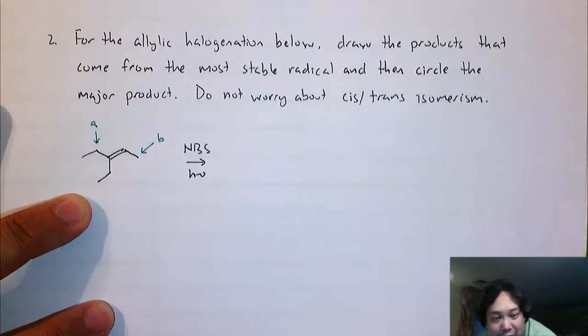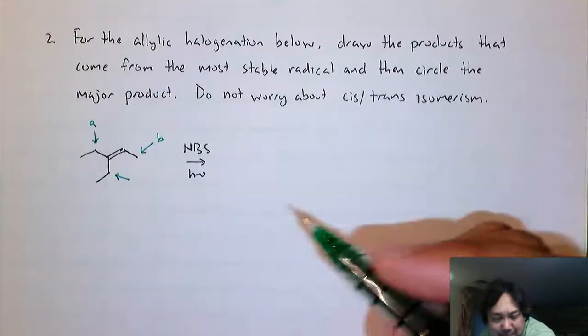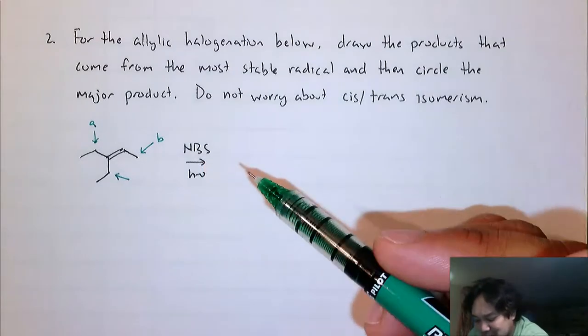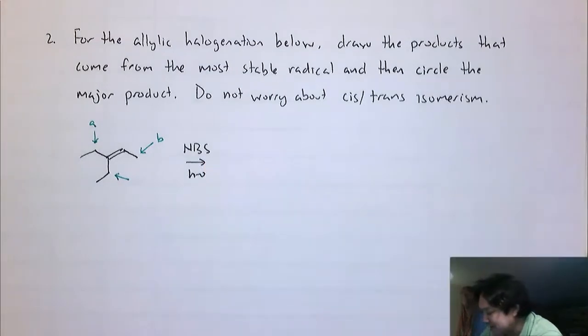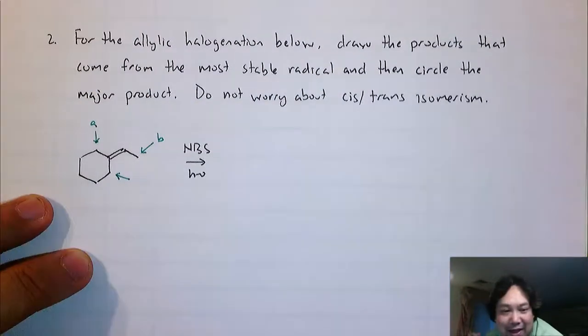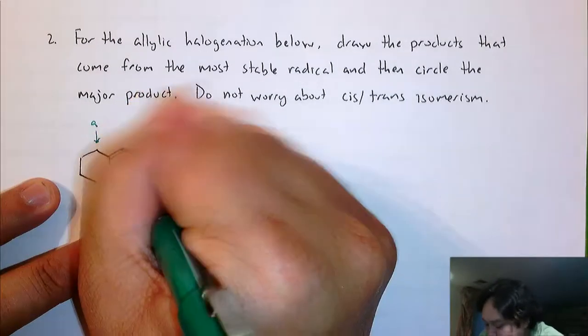Right? It's the carbon off of the double bond, and this is allylic. Okay? But I'm going to say, you know what? Let's make this easier. Okay, now it's obvious. Do you see what I did? Now it's obvious that these two are identical.